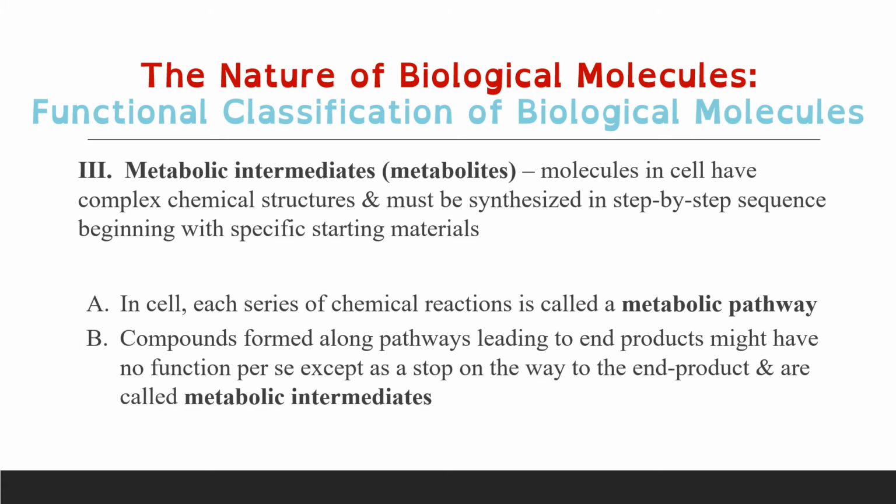Next, metabolic intermediates, or what you call the metabolites. These are molecules in cells that have complex chemical structures and must be synthesized in a step-by-step sequence, beginning with specific starting materials. In a cell, each series of chemical reactions is called a metabolic pathway. And compounds formed along pathways leading to the end products might have no function per se except as a stop on the way to the end product and are called metabolic intermediates.